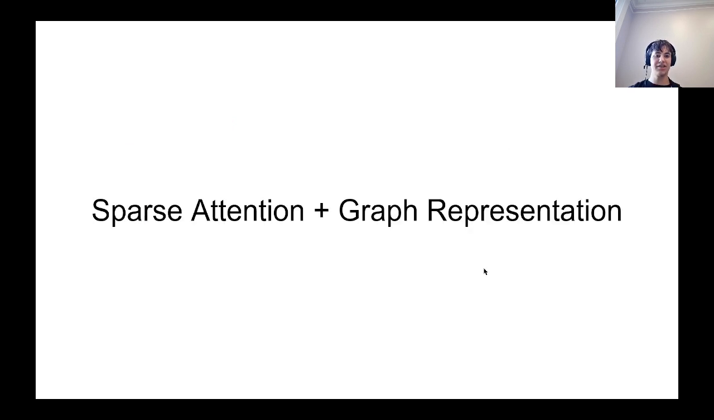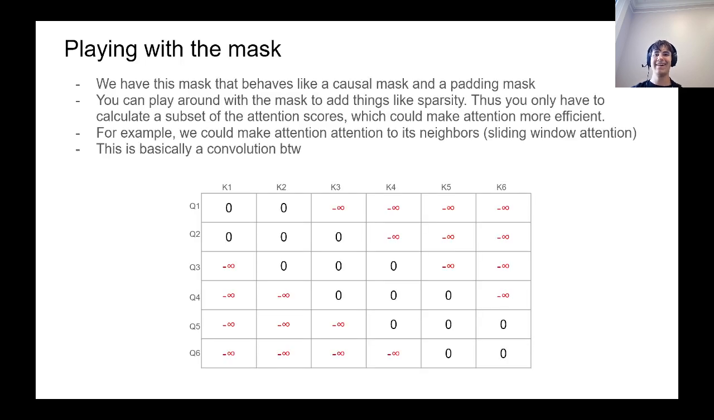So sparse attention and graph representation. Real quick, I just wanna mention this. It's not too important unless you're dealing with obscure data. But if you're dealing with text or images, you're not going to be dealing with this at all. Well, maybe. So let's play with the mask a little bit.